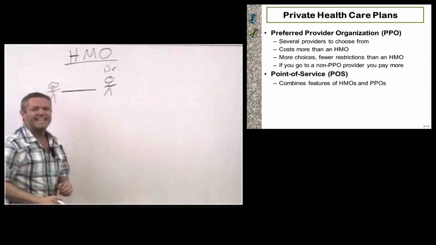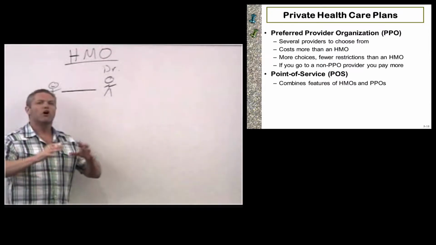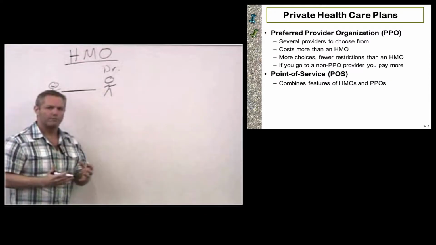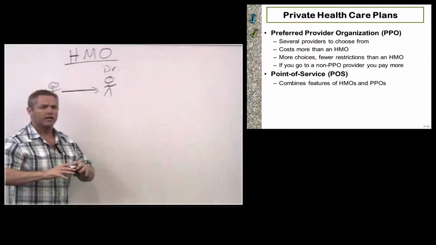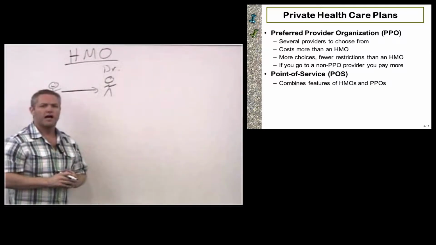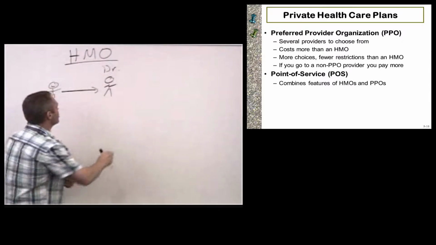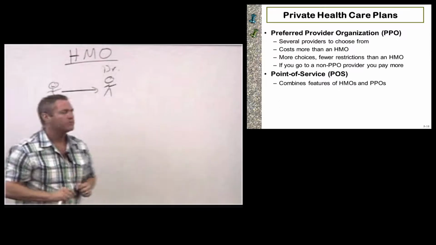is considered the gatekeeper. The way HMOs keep costs down is basically they limit your options. You have to go to this doctor, and he or she decides whether you need more medical services. And so you're going to go talk to this doctor. Maybe you've got an elbow injury or something like that.